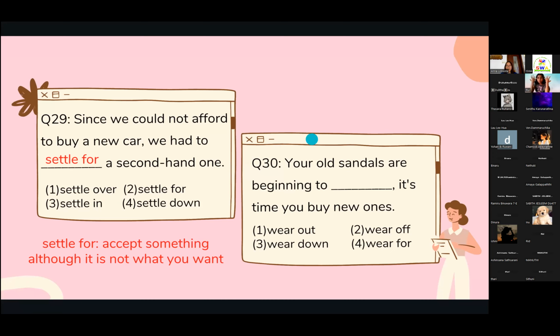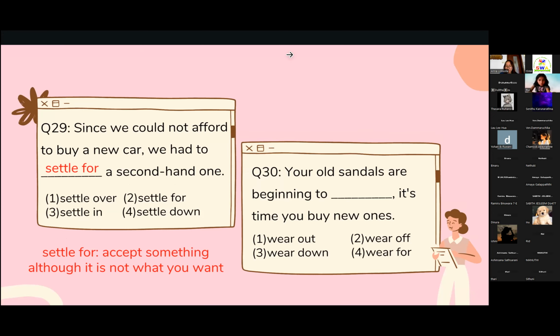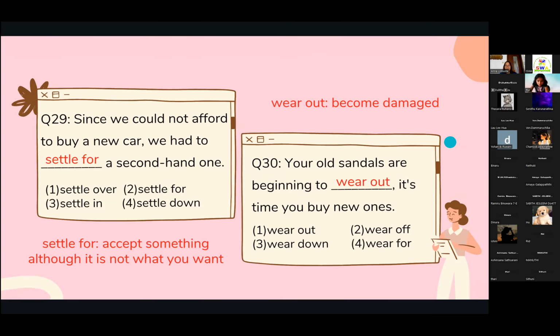Then for the last question, question number 30. Your old sandals are beginning to blank. It's time you buy new ones. Sorry, did someone say something just now? Okay, but yeah, the correct answer for this would be your old sandals are beginning to wear out. So wear out means to become damaged. And it becomes damaged because you, for example, keep using it for a long time. So your shoes, after many years, you may have to get new shoes because it'll become damaged over time. And that's called wear out. So your shoes are being worn out.